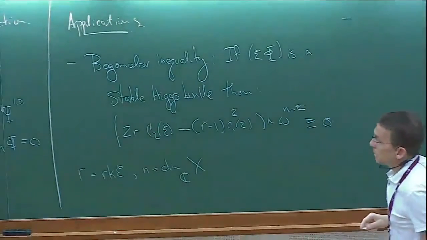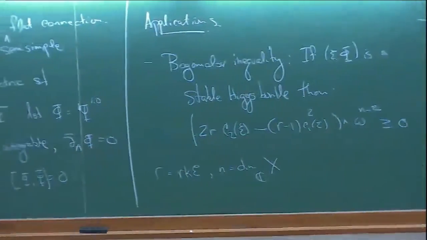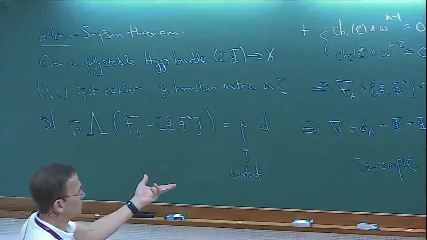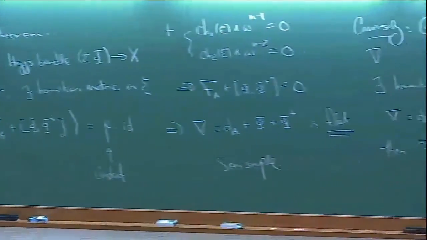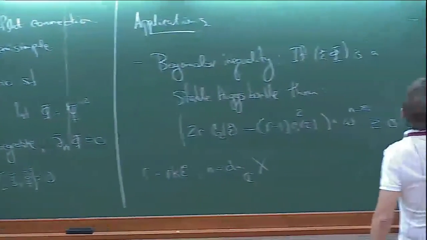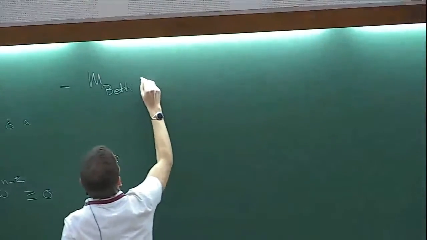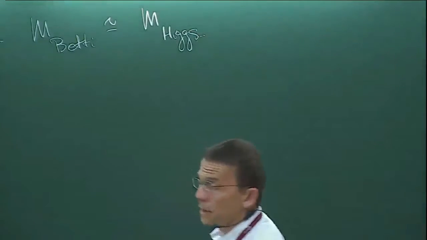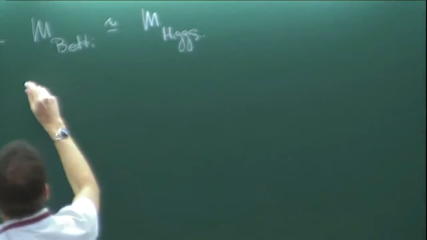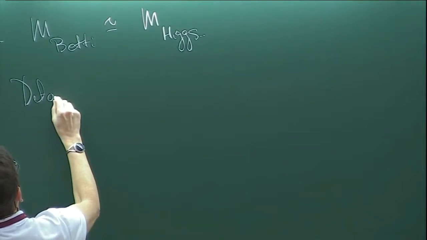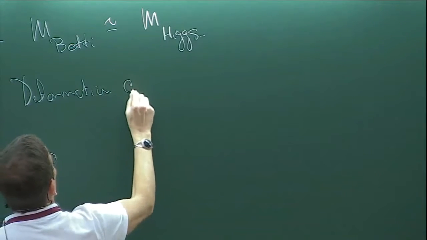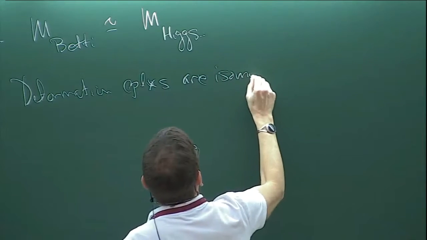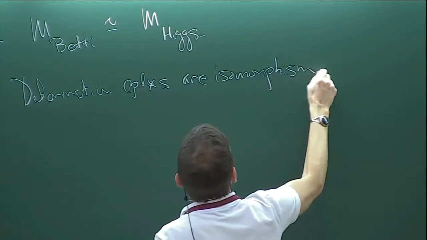Another application is a little bit deeper in terms of the actual structure of this correspondence. So the statement is actually a little bit stronger. The way I stated it last time is that M_Betti is homeomorphic to M_Higgs. And actually, the statement is a little bit stronger. It says that the deformation complexes essentially are isomorphic. Quasi-isomorphic.